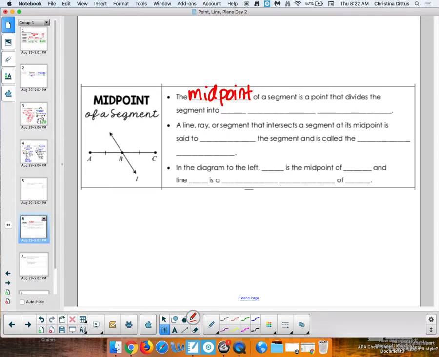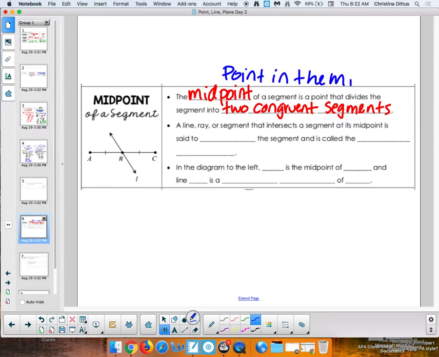Okay? The midpoint of a segment is a point that divides a segment into two congruent segments. That is a super fancy way to say point in the middle. The important part is that it is exactly in the middle.